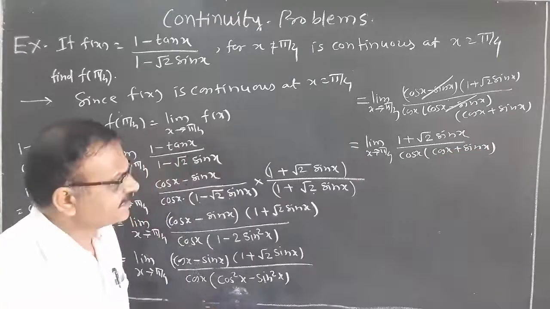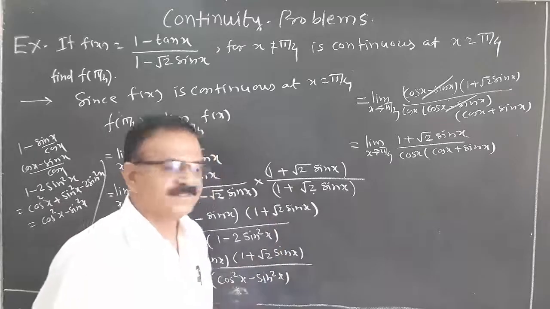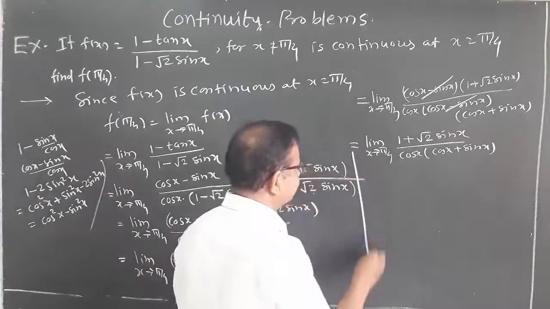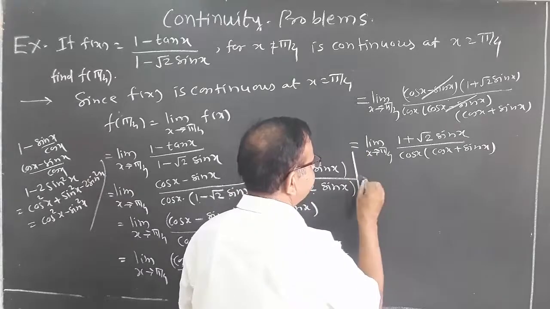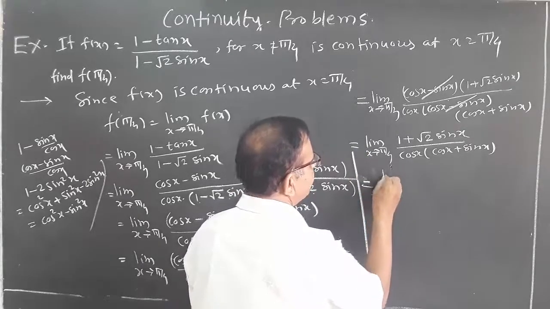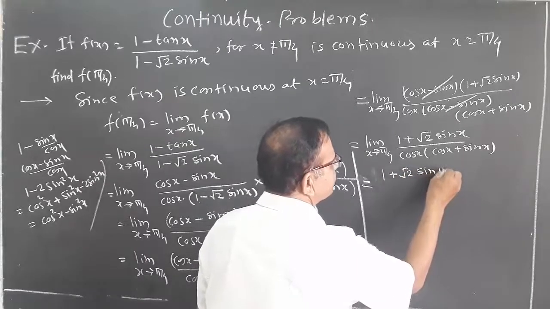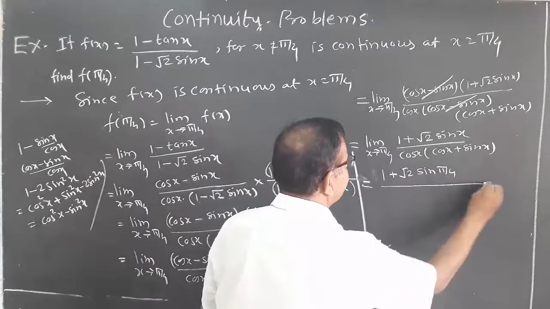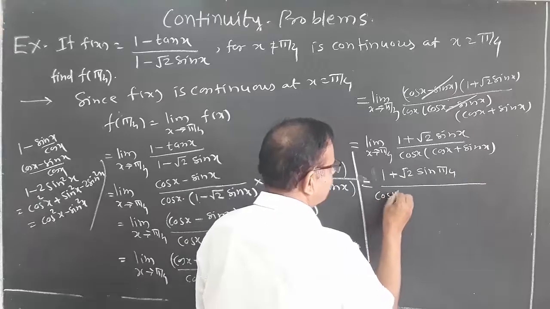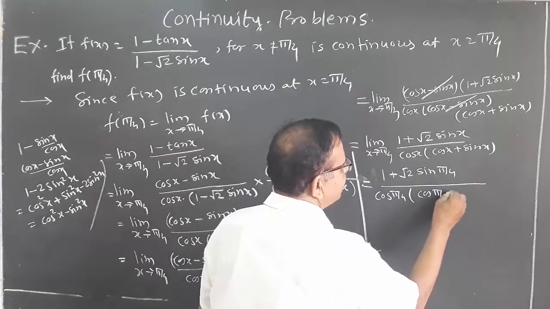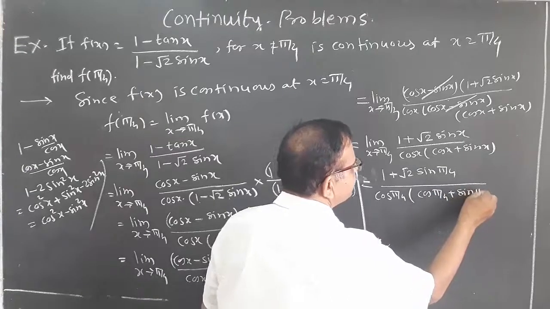Now, I shall substitute the values of x in this term for getting limit equal to 1 plus root 2 sin pi by 4 divided by cos pi by 4 into cos pi by 4 plus sin pi by 4.